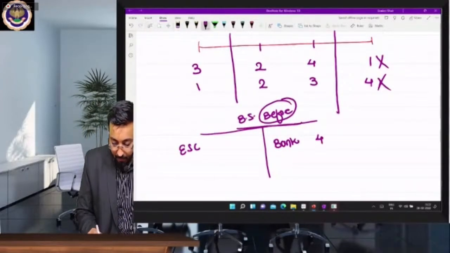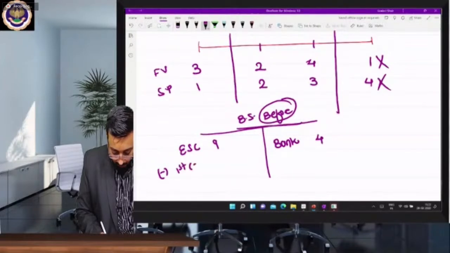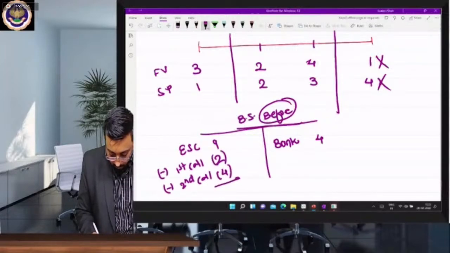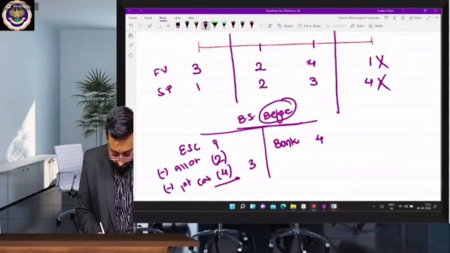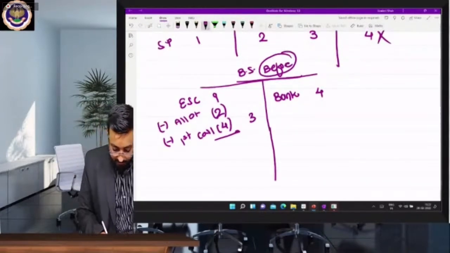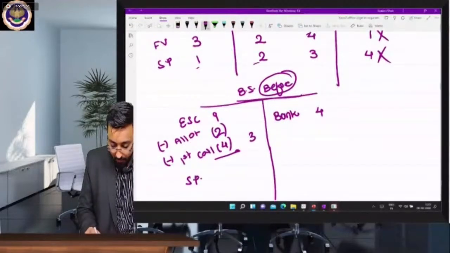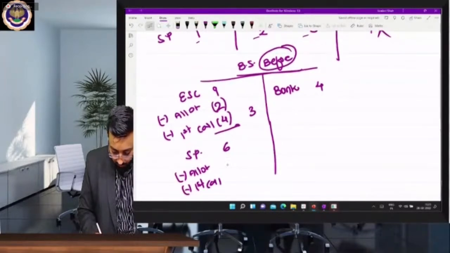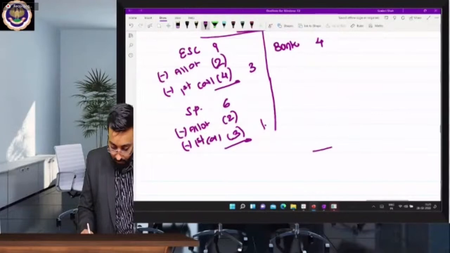Equity share capital: 3 plus 2 plus 4 face value, 9, minus first call 2, minus second call 4. Sorry, allotment and first call. Security premium: what is received, beta? 1 and called 1 plus 2 plus 3, 6, minus call scenarios, that is allotment and first call, 2 and 3. 1 rupee. So 4.